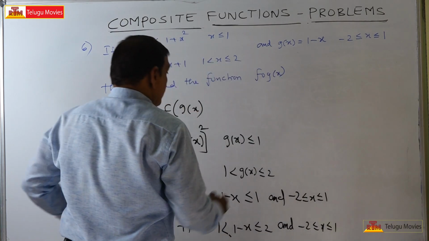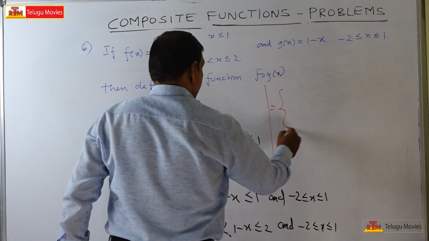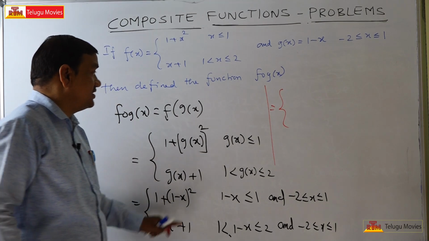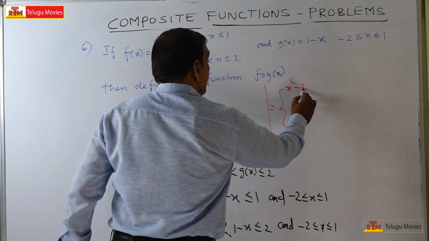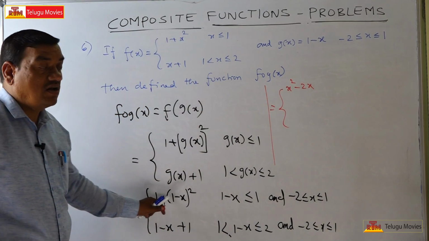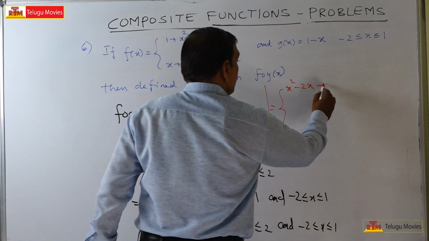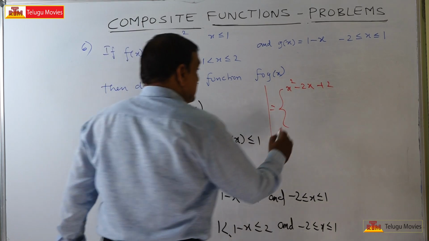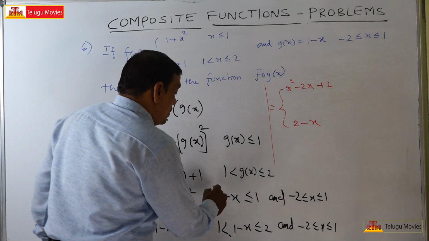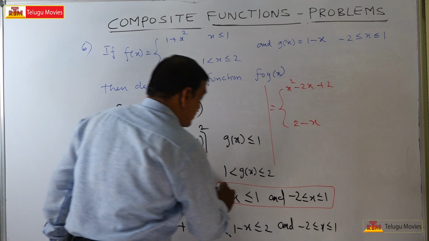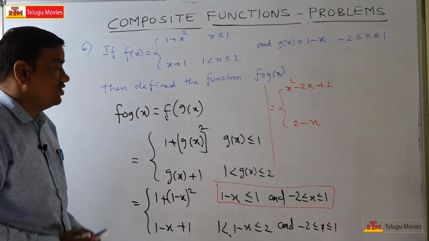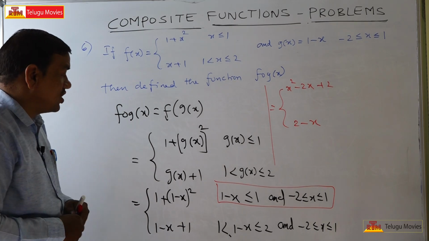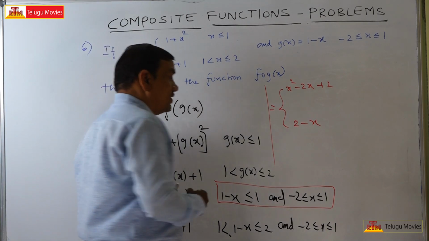So by seeing this, this is equal to 1 plus 1 minus x whole square. So 1 minus x whole square means this is equal to x square minus 2x plus 1. Already 1 is there plus 1, 2 minus x. This is 2 minus x. Now you have to take the intersection part of this. For that you have to draw the number line. So let us draw the number line. I will draw the number line here.